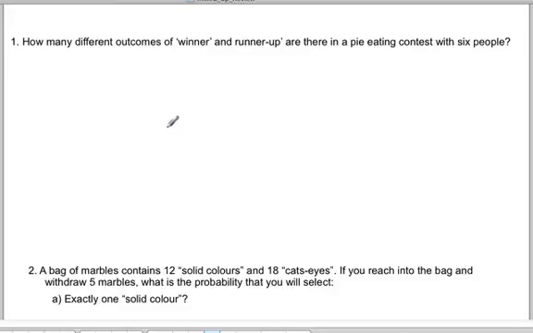How many different outcomes of winner and runner-up are there in a pie eating contest with 6 people? So in this case, we're specifying order. So order is important, because we have a winner and a runner-up. And so that means this is going to be a permutation.